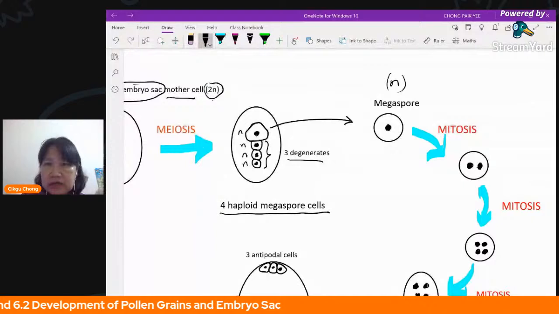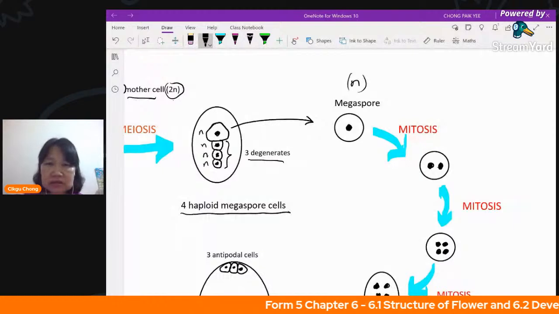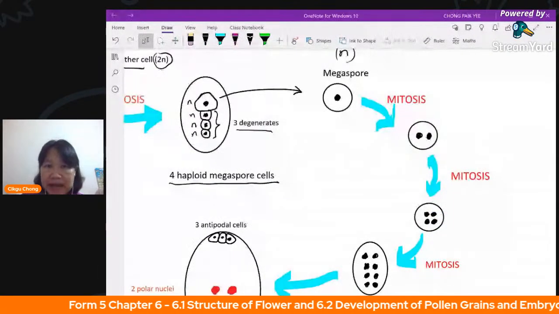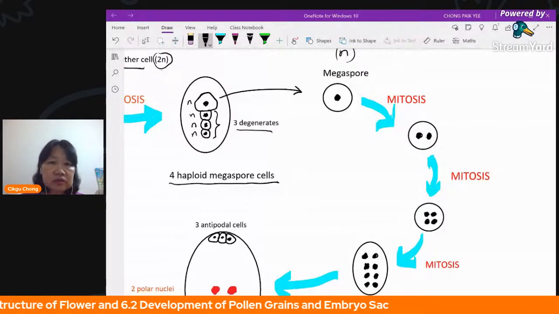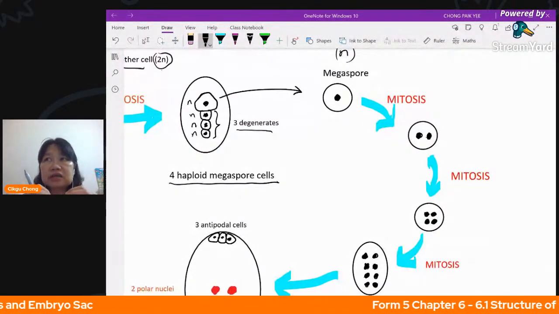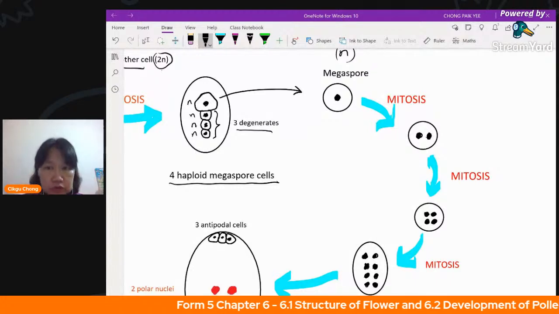Now here, the megaspore is going to undergo mitosis 3 times. Inside this cell, you have nuclear material. The black thing here is the nuclear material, that means the chromosomes. The chromosome is only one set. Then mitosis is just replicating only, isn't it? The number of chromosomes in the daughter cells is always the same. So it just splits into 2.